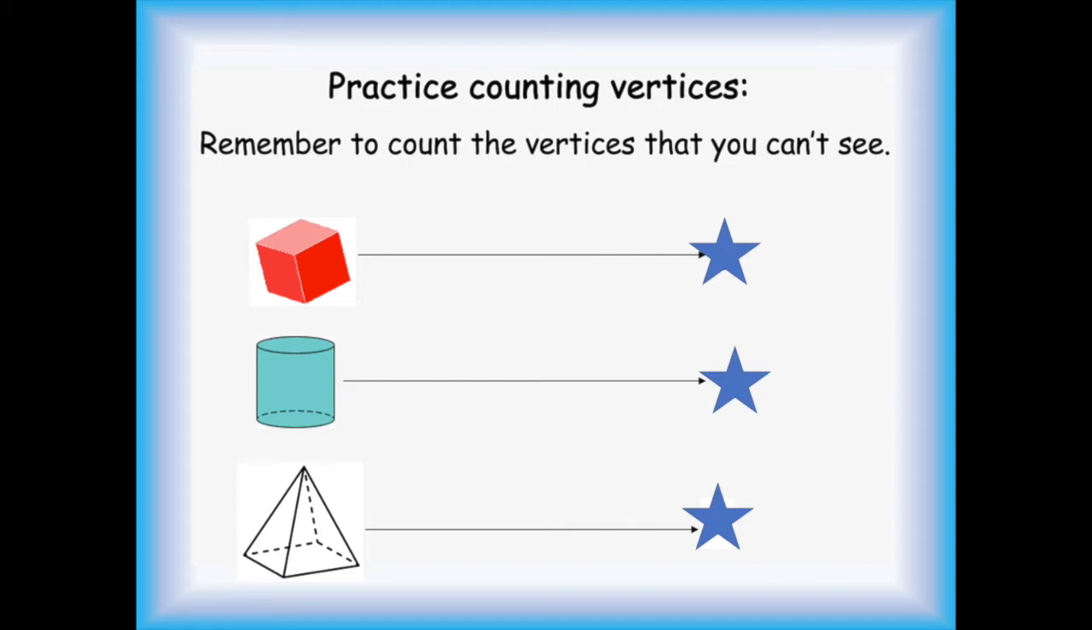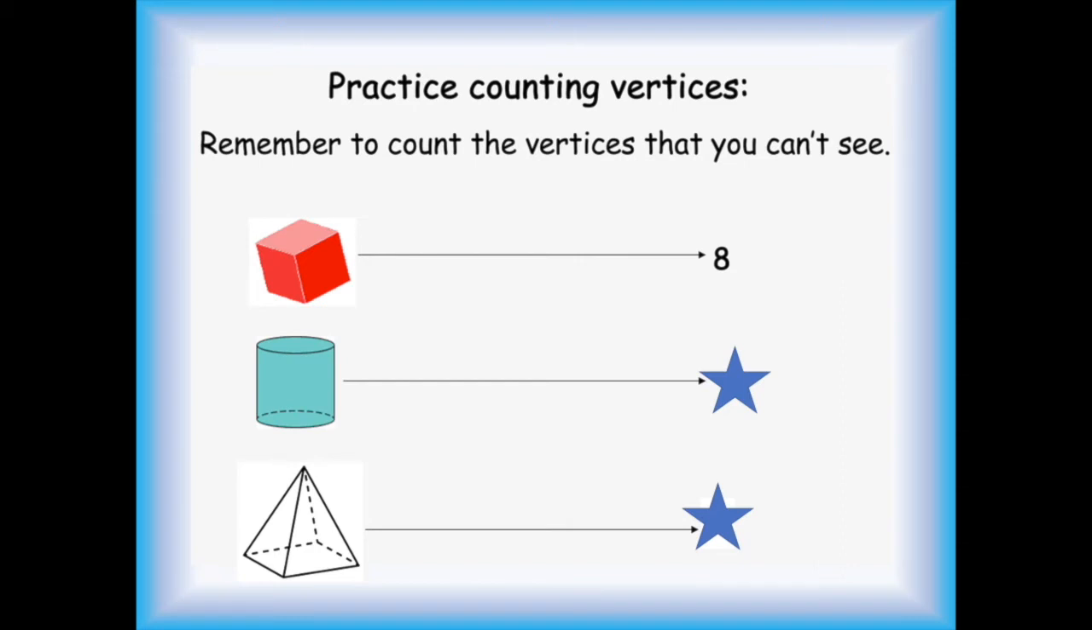All right, how many vertices are on the cube? Ready? 8. If you look at the top of the cube, there's 4 corners. And then you've got to imagine the bottom that you can't fully see also has 4 corners.